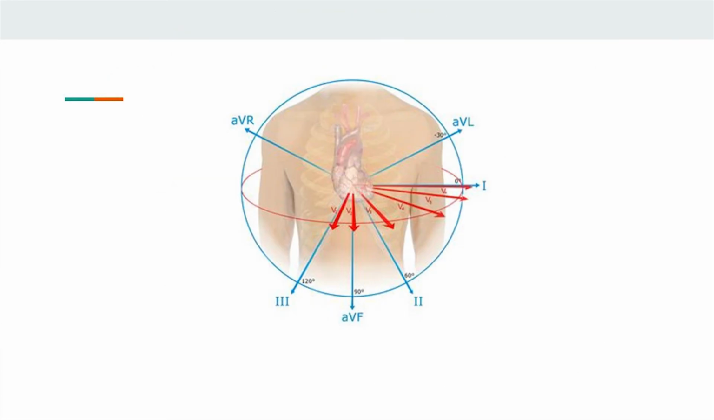So again, a 12-lead EKG is like looking at the heart from 12 different angles. In lead 1, we're looking at the electrical activity of the heart from the left. In lead 2, we're looking at the heart from the bottom left. And in lead 3, we're looking at the heart from the bottom right.